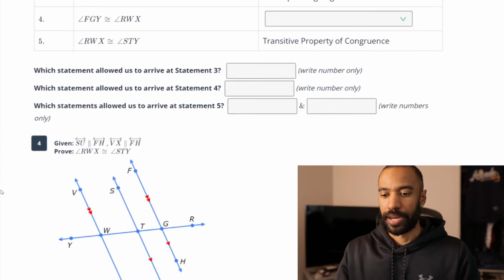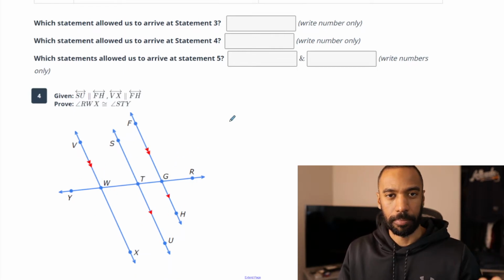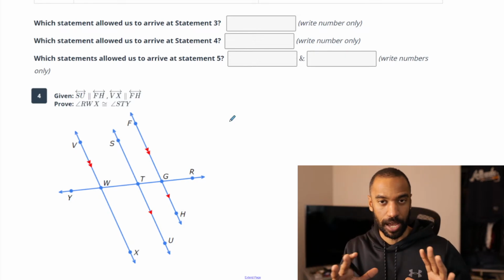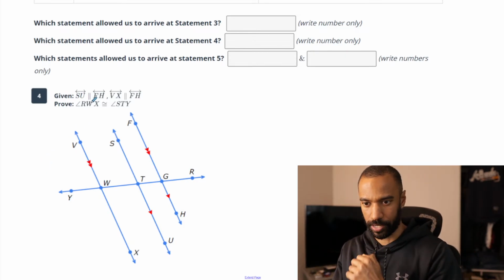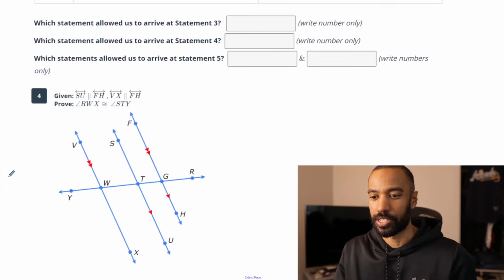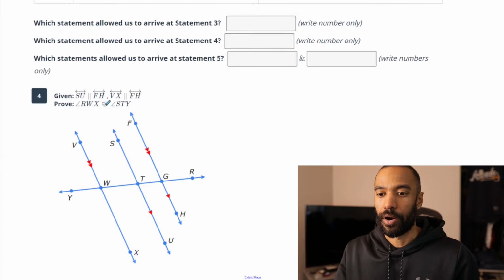Two more. Number 4. Now these are the ones where it's a little more complex in the sense that we can use alternate interior angles, alternate exterior angles, same side interior, same side exterior, and those theorems if we need to, because we're proving something of greater scope now, something a little farther out. So, all right, here we go.